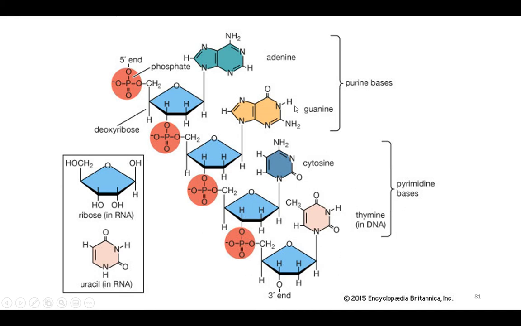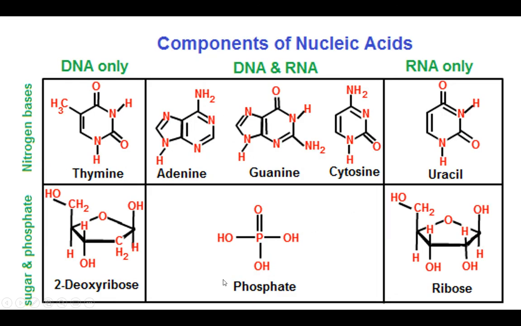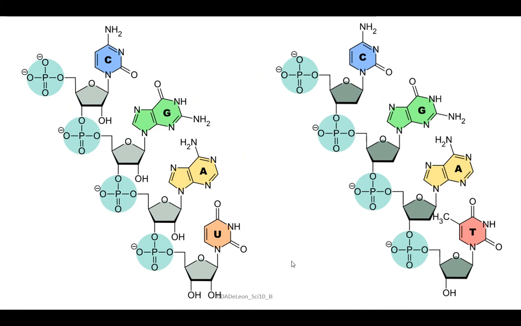This is in DNA, while in RNA we have ribose as the sugar, and one of the nitrogenous bases present in RNA is uracil. So in DNA, it is thymine. In RNA, uracil is the nitrogenous base. In both DNA and RNA, adenine, guanine, and cytosine are present. DNA has deoxyribose, while RNA is ribose. Present in both DNA and RNA is phosphate. So this is the difference between RNA and DNA.